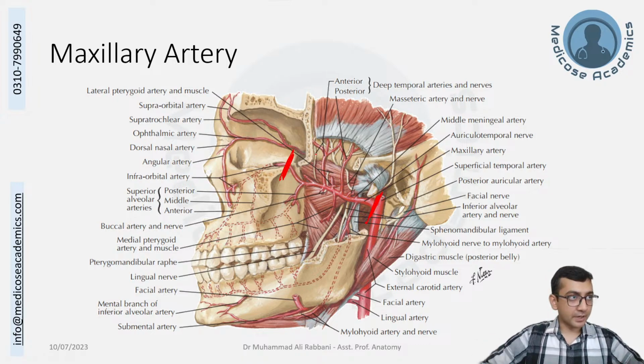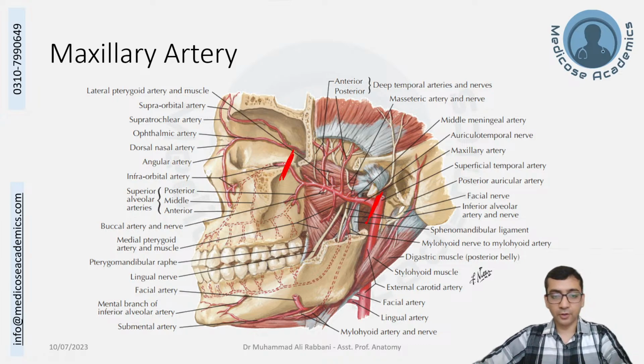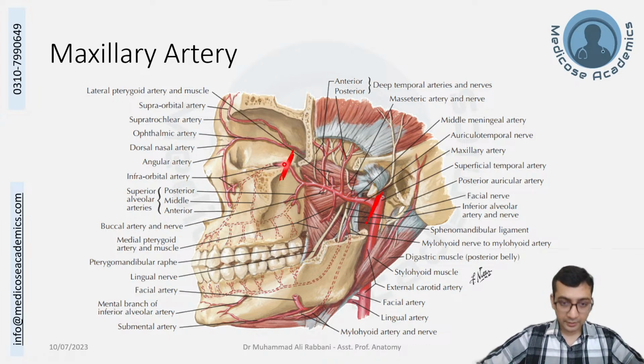It is divided into three parts. Let's discuss the infraorbital artery first, get it out of the way. The infraorbital artery is the continuation of the maxillary artery. It runs in the floor, enters the infraorbital canal, and comes on the front of the face through the infraorbital foramen, and we saw that in the arteries of the face. So this is the infraorbital artery. Let's discuss the maxillary artery and its branches.